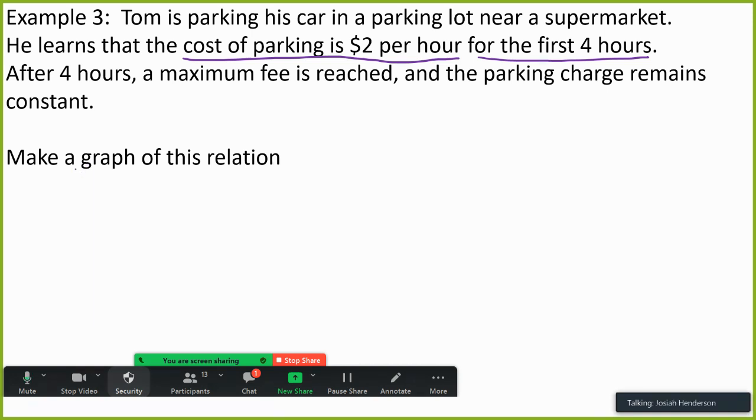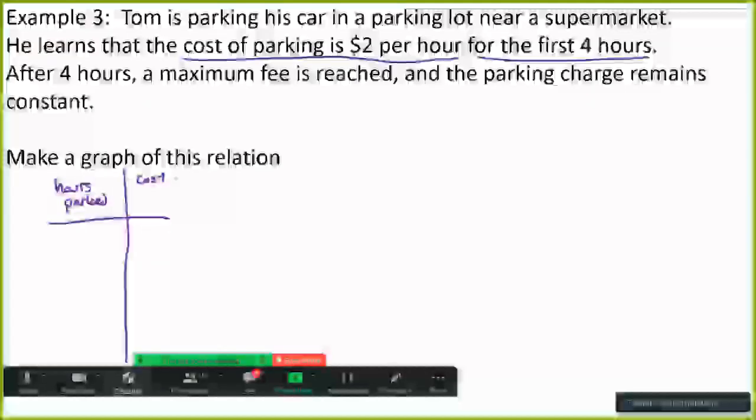Now, the problem doesn't tell us which one is our independent, which one is our dependent. But like Anaya pointed out for the last example, the cost, the money, is almost always our second variable, our dependent. So let's start like that. Hours parked. That sounds like one of our quantities. And the cost of parking is our second variable.